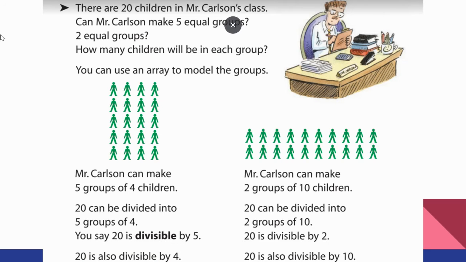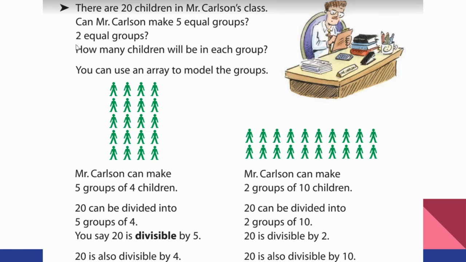All right, so there are 20 children in Mr. Carlson's class. Hey, that's how many students I have in my class. Can Mr. Carlson make 5 equal groups? 2 equal groups? How many children will be in each group? So remember what we talked about when we skip count by 5s, we go 5, 10, 15, 20, 25, 30. All of those numbers end in 0 or 5. Does 20 end in 0 or 5? It does. So it actually is divisible.